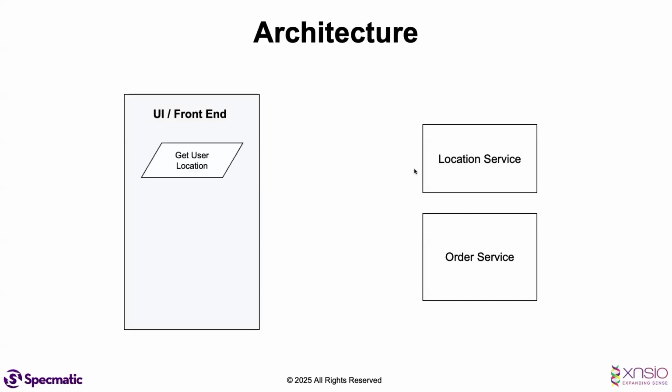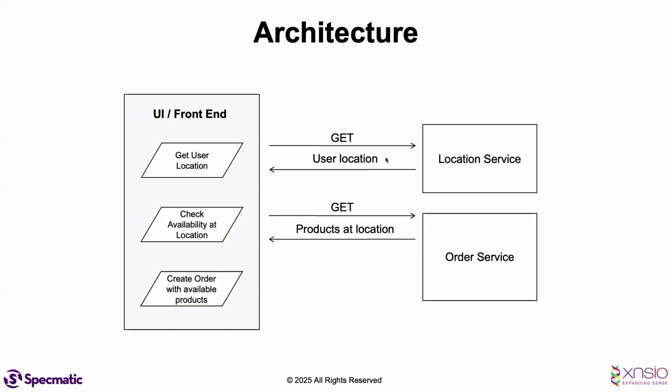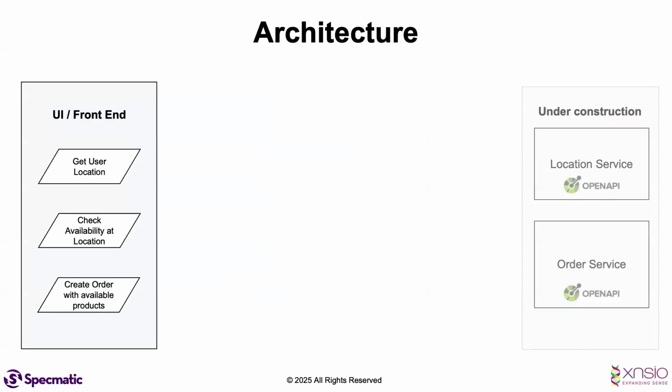In this case, to place an order, it first gets the location of the user, and based on the location, identifies the products available at that location and eventually places the order with those products. As you can notice, there is a sequence of calls happening here in a particular order to multiple backends across multiple operations. How do we go about building this application, especially if the backend is not yet available?